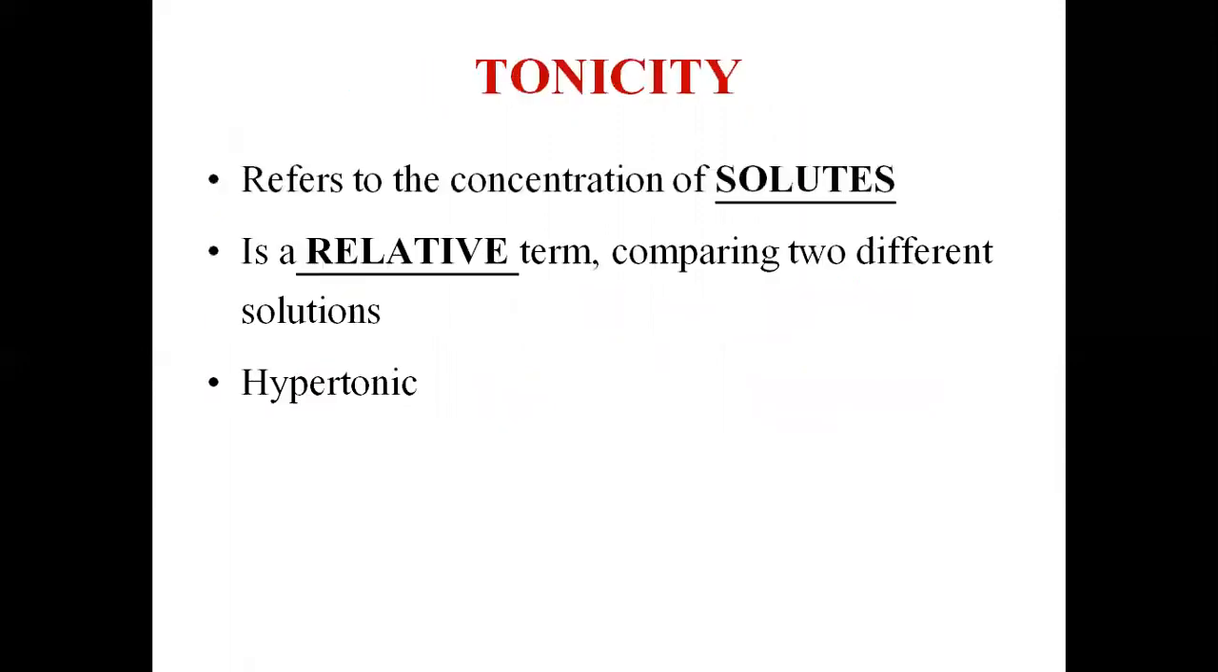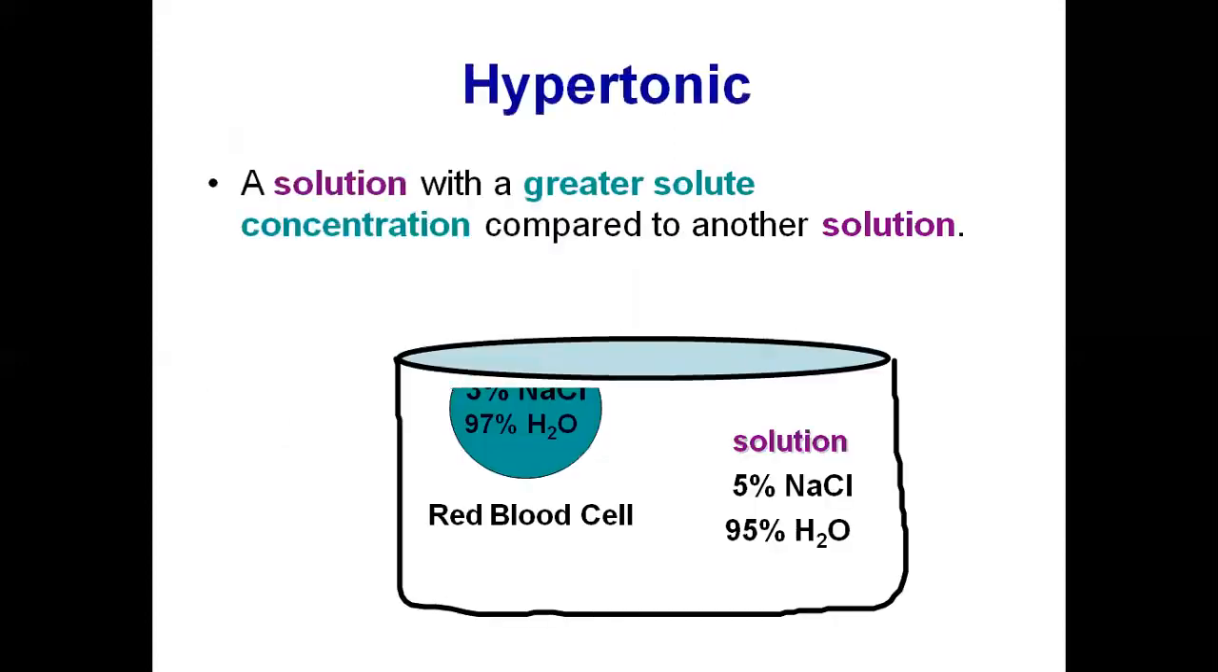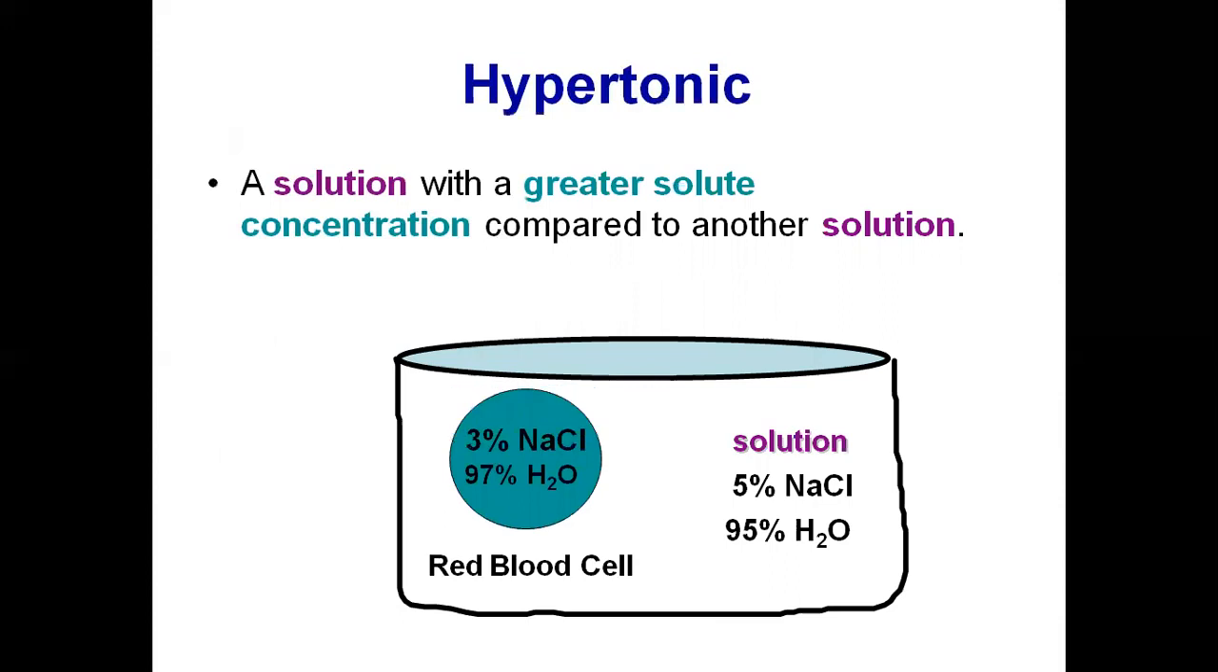What is meant by tonicity? Tonicity refers to the concentration of solutes, and is a relative term comparing two different solutions: hypertonic solution, hypotonic solution, and isotonic solution. What is meant by a hypertonic solution? It is a solution with greater solute concentration compared to another solution.